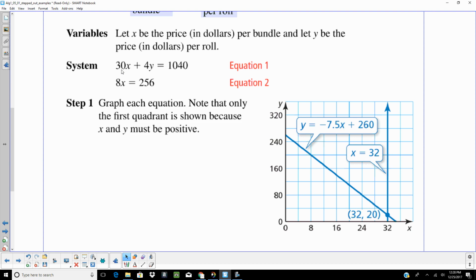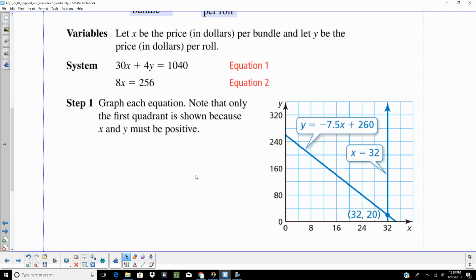Here, we put that into slope-intercept form. So subtract 30x from both sides. So you get 4y equals -30x plus 1040, and then divide by 4, and you end up with y equals -7.5x plus 260. Your y-intercept is 260, down 7.5, right 1. If you wanted to, you could think of that as -15 over 2, down 15, right 2.